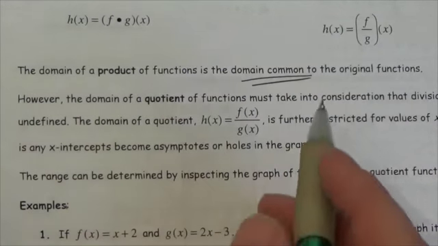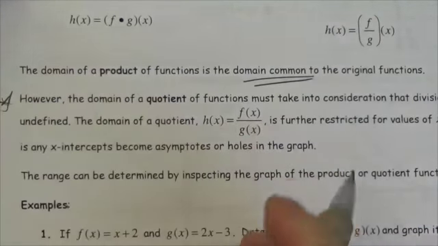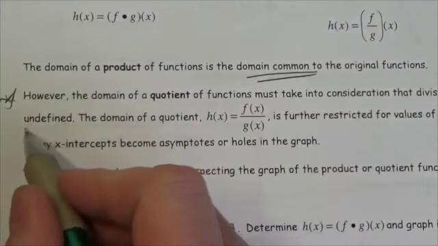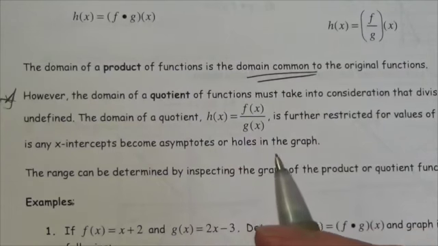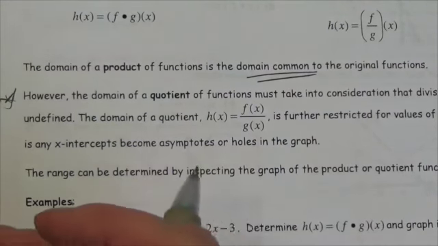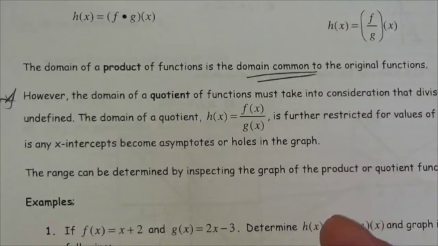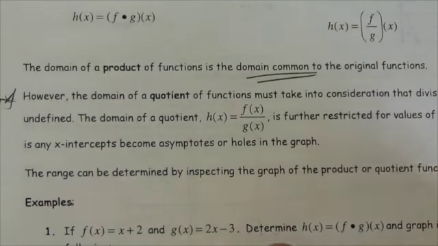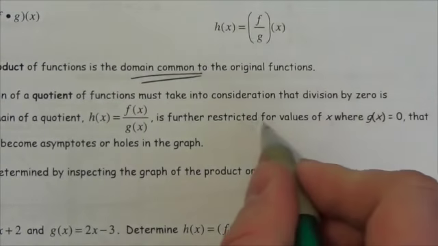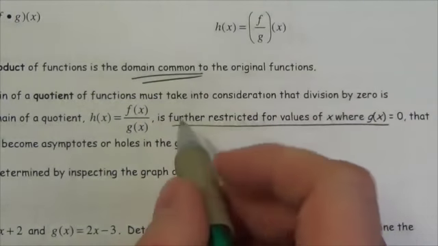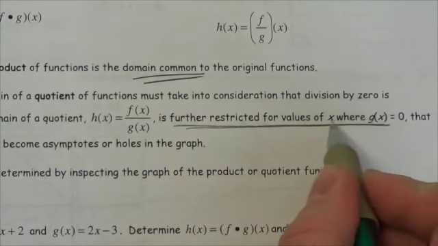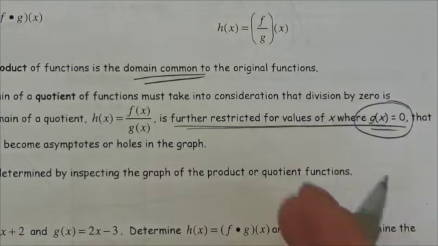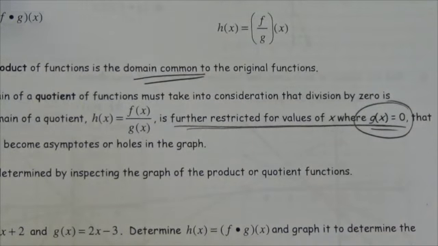However, the domain of the quotient, and this is the interesting one here, right? The domain of the quotient, you've got to take into account that division by 0 is undefined. So it's not going to be necessarily the whole domain of the denominator, okay? There's going to be issues here. So wherever the denominator goes to 0, that is a restriction on x, and so that's what we're getting over here. The domain of the quotient is further restricted by the values of x where that denominator goes to 0. Can't have that.